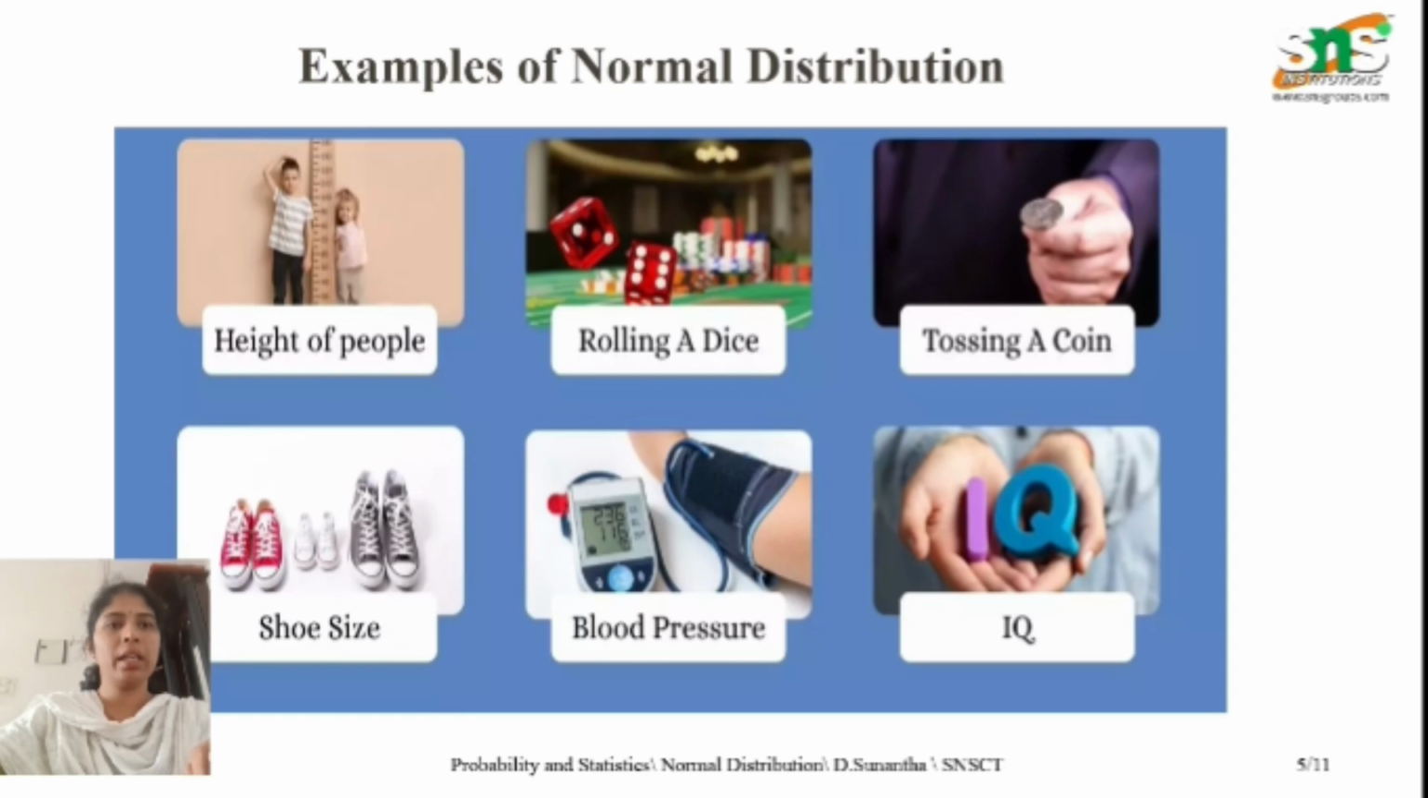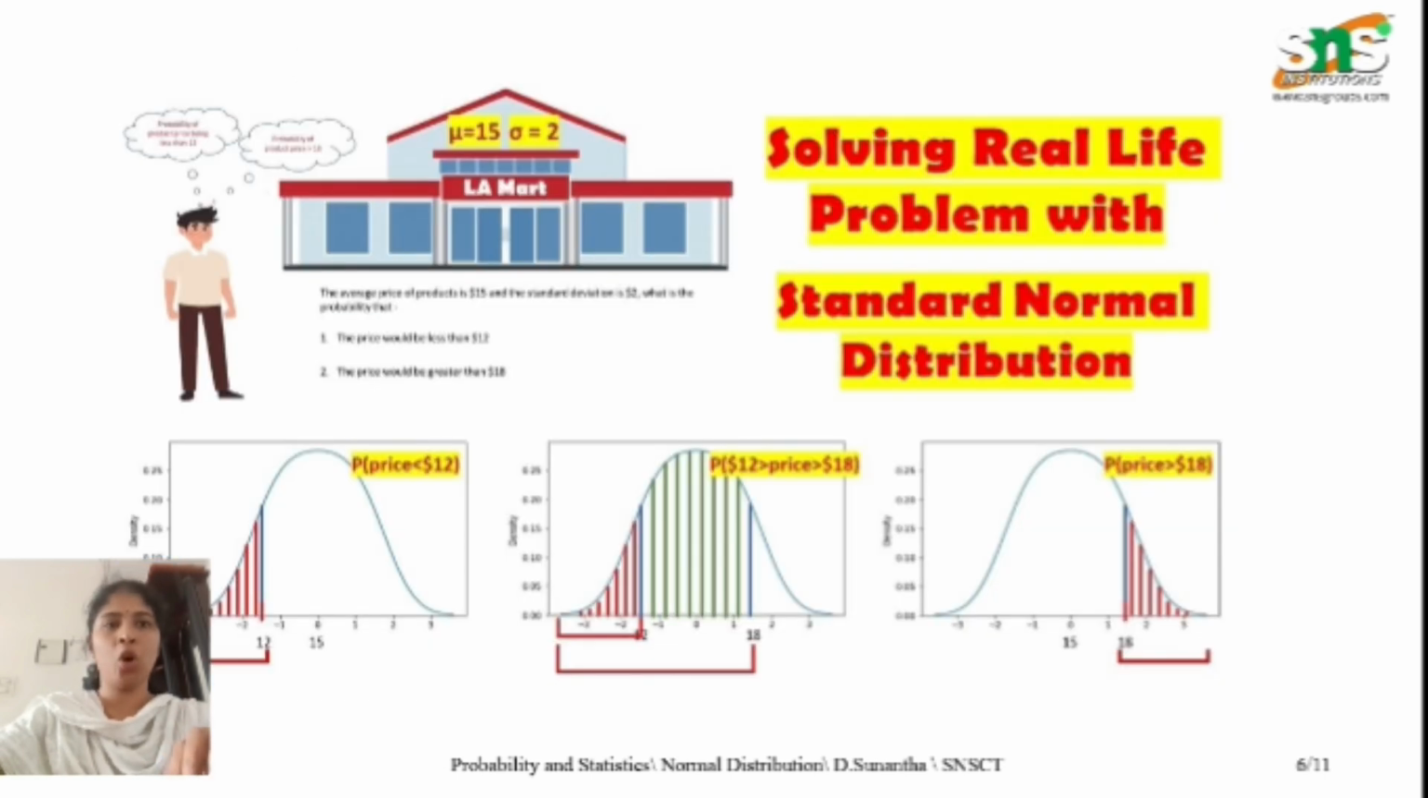So here are the examples of normal distribution. The height of people, shoe size, blood pressure and IQ are also normal distribution problems. Rolling a die and tossing a coin are also mentioned.